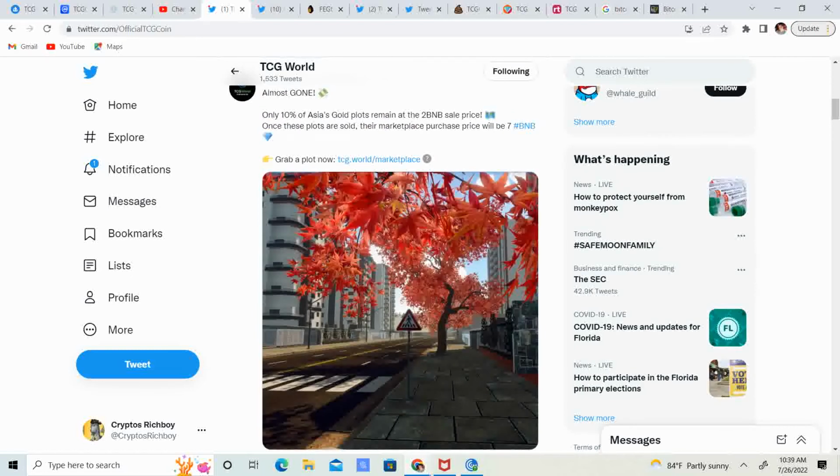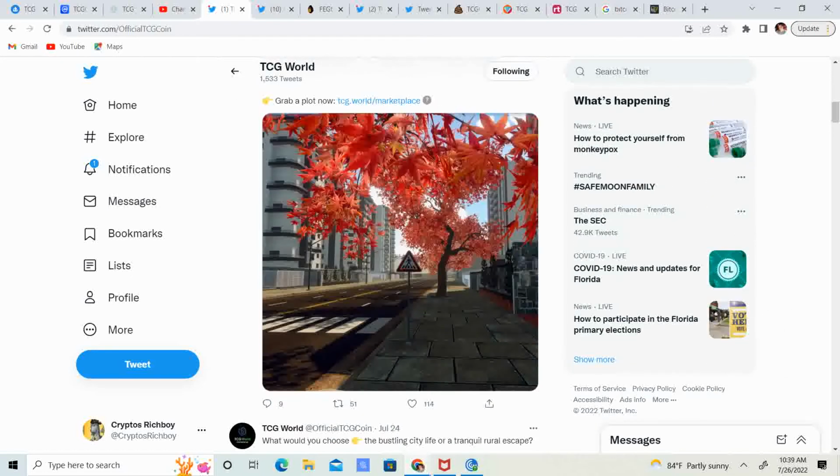That's another thing. Plots, I think, are a little different than the dragons and the TCG coin. The reason why is because I feel like the plots can be utilized now. You get your plots now, you get set up, you build.